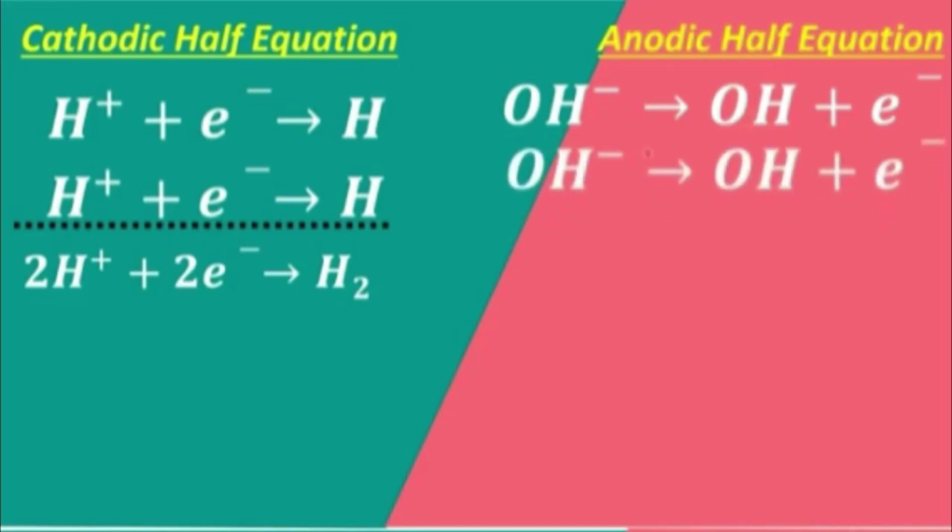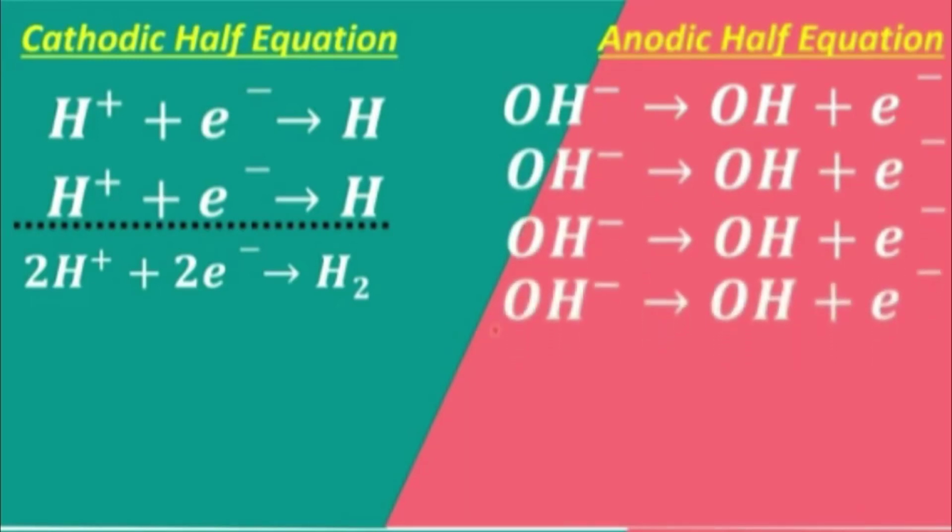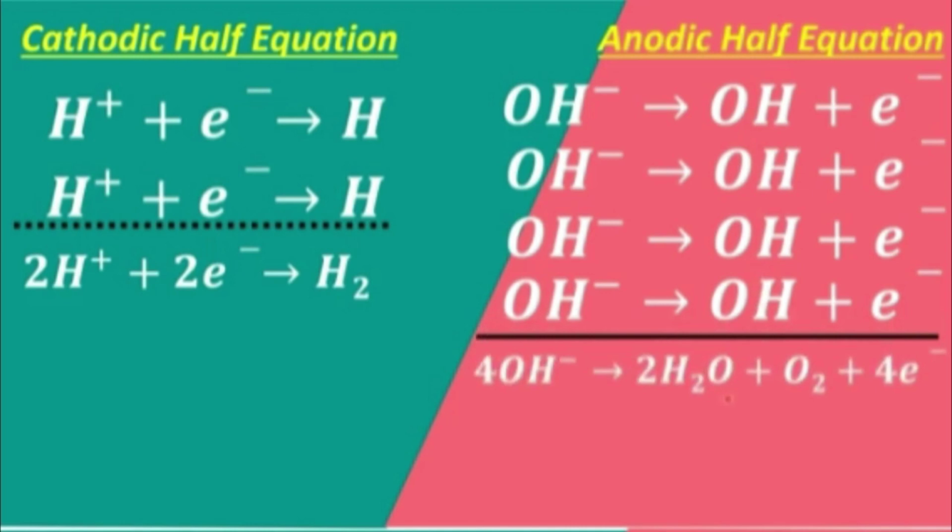Also remember RED CAT: reduction is at the cathode. Therefore, oxidation is at the anode. So it donates electrons as shown, but remember it's just a single hydroxide ion. So we have multiple hydroxide ions, up to 4, donating electrons as shown. In the overall reaction, you will now have 4 OH minus giving you 2 molecules of water and 1 molecule of oxygen, with the release of 4 electrons.